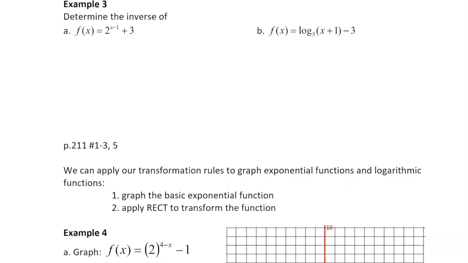Example number 3, determine the inverse of y equals 2 to the x minus 1, plus 3. So we could switch x and y. And probably it should say, well, how much detail do you want us to go into here? Well, they want us to resolve for y. So we still actually have quite a bit that we need to be able to do here. Let's subtract 3 onto the left side.